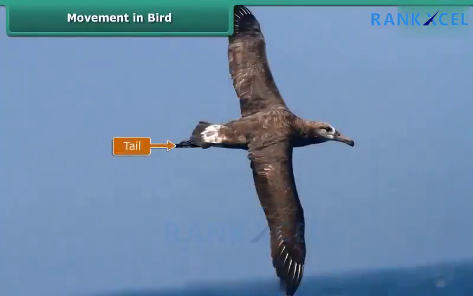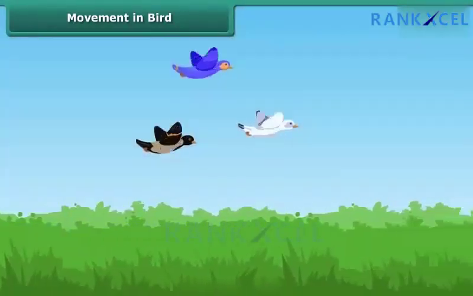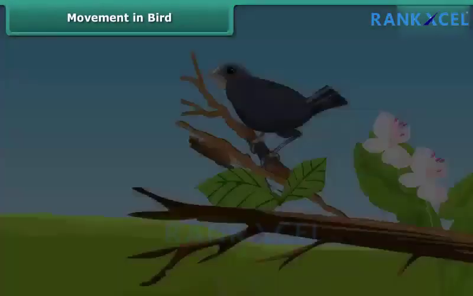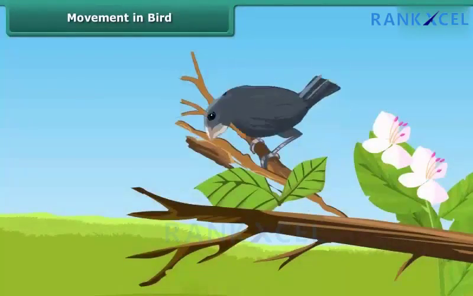The tail controls the direction of flight. Birds have very strong shoulder bones. They don't have the urinary bladder, which helps them to fly easily. They can walk and perch on trees with the help of their hind limbs.